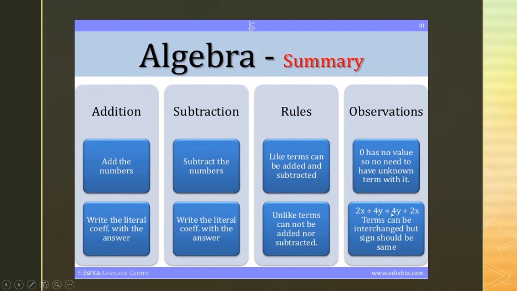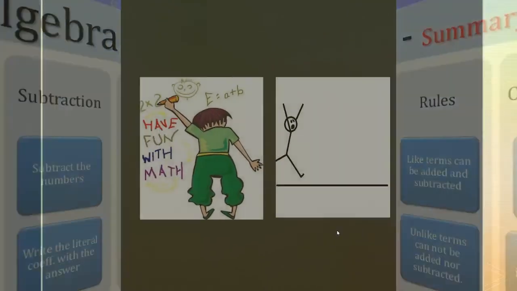2x plus 4y is equal to 4y plus 2x. Terms can be interchanged, but the sign should be the same.